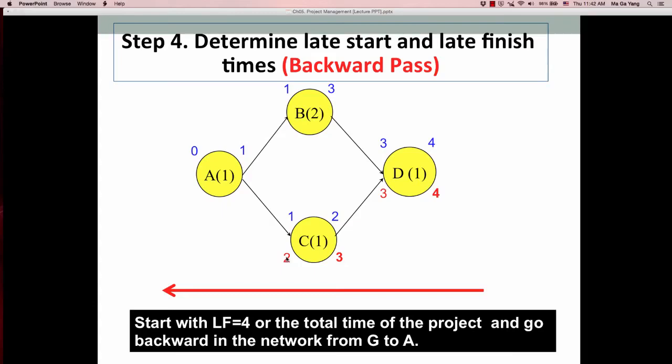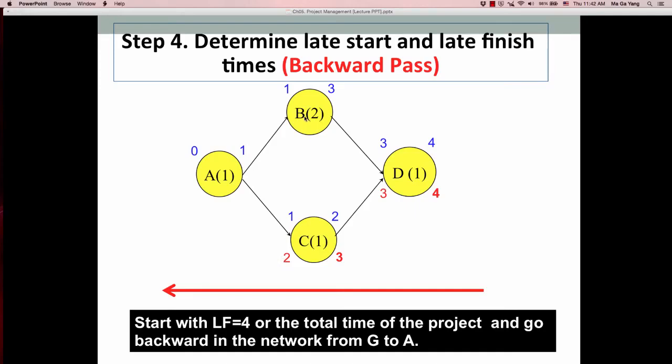Notice the difference between the early and late start and finish time. This is early start, this is late start, this is early finish, this is late finish time. These numbers are different. That means we have a 1 week slack time. So I will explain later.